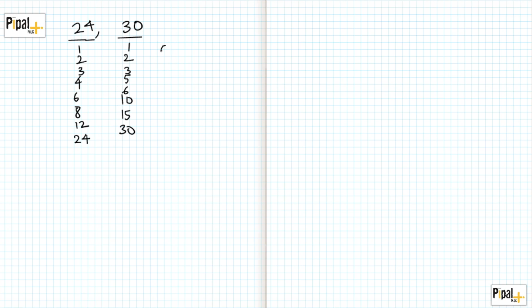Now let's list down the common factors. The common factors are 1, 2, 3 and 6, right? So these are all the common factors across 24 and 30. Now clearly the highest common factor is 6, right?